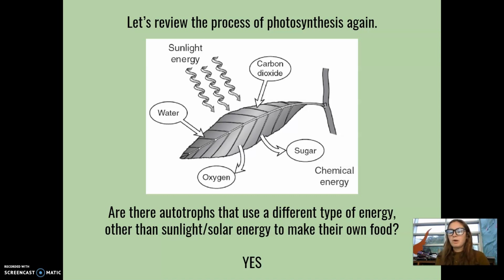So just to quickly review the process before we move on, we have water, carbon dioxide, and sunlight energy going into the plant. Coming out would be oxygen and sugar. In other words, the reactants, the raw materials that we need in order to make our food would be water, solar energy, and carbon dioxide. And the plant, using those ingredients, is going to be able to make its sugar, which is its plant food, and then it will also be producing oxygen.